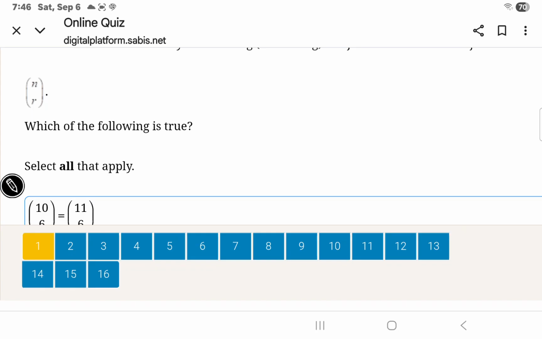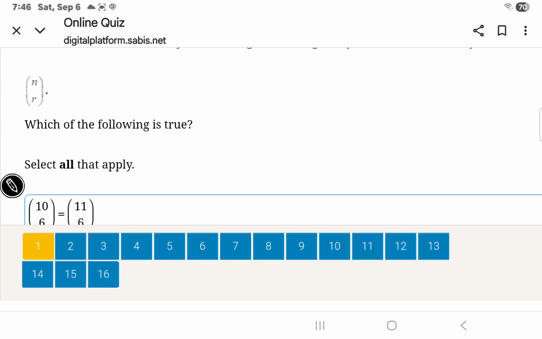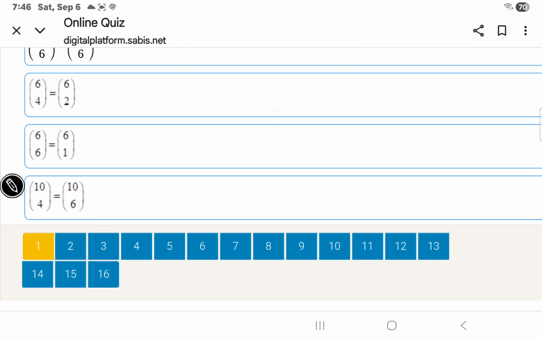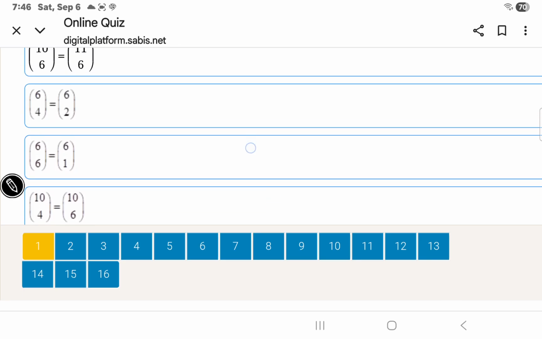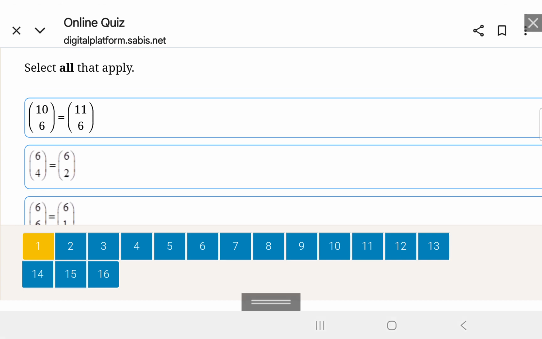So in this video, I'm going to solve this quiz online for grade 10 mathematics. So let's start with the first question. Here you are given in R, which of the following is true? We want to select from these options the equal left equal right. So let's see what we have to do.